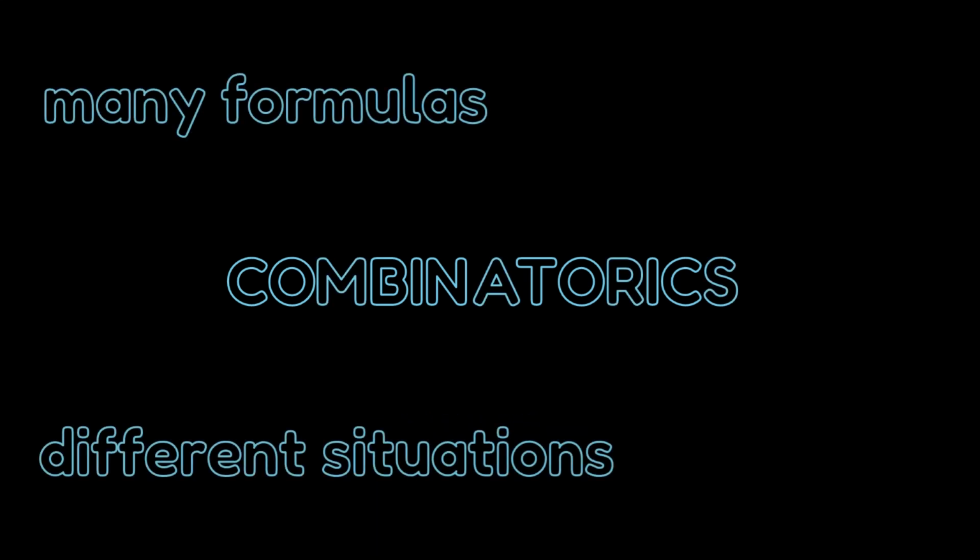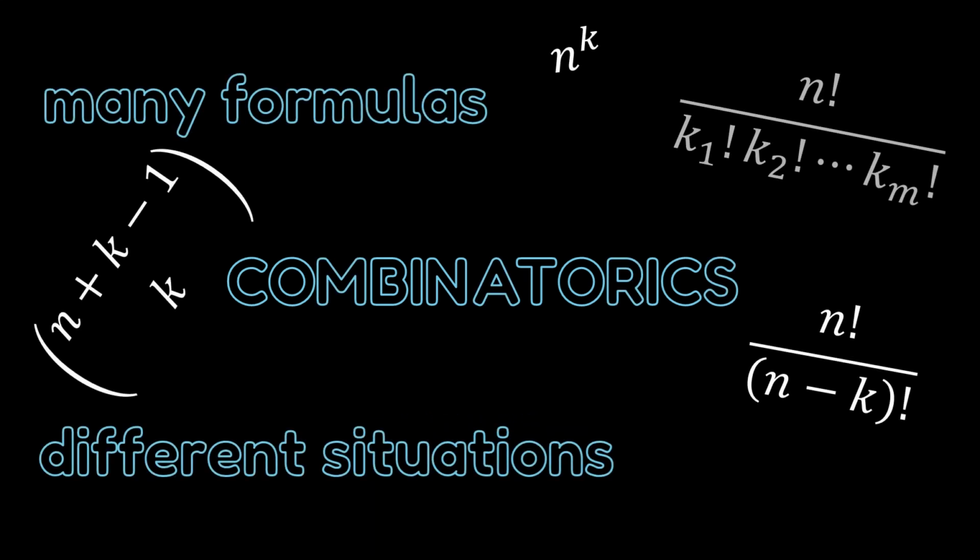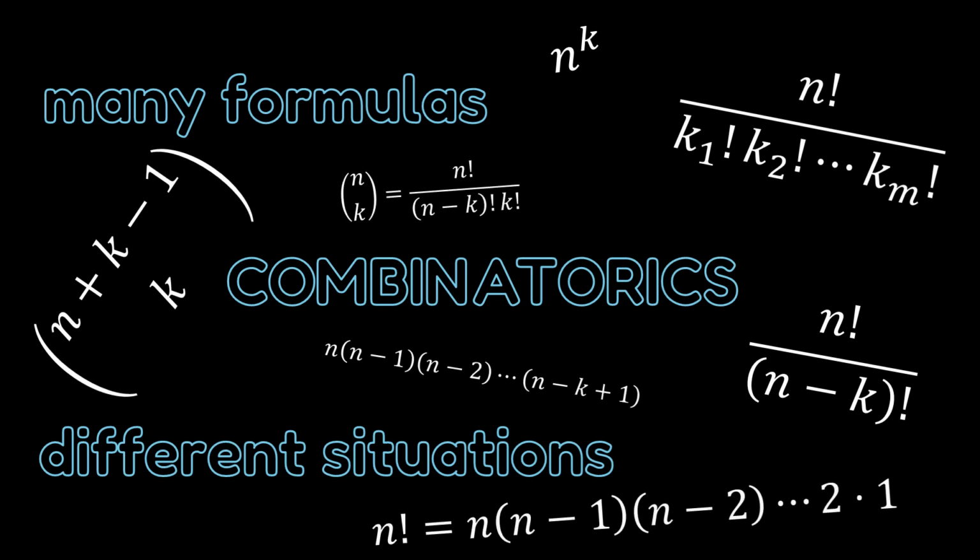Combinatorics is a branch of mathematics that deals with counting the number of ways to choose or rearrange a group of items. With all the formulas and all the different situations to think about, it's easy to get confused. But what if I told you there is a quick and easy way to remember all the combinatorics formulas?